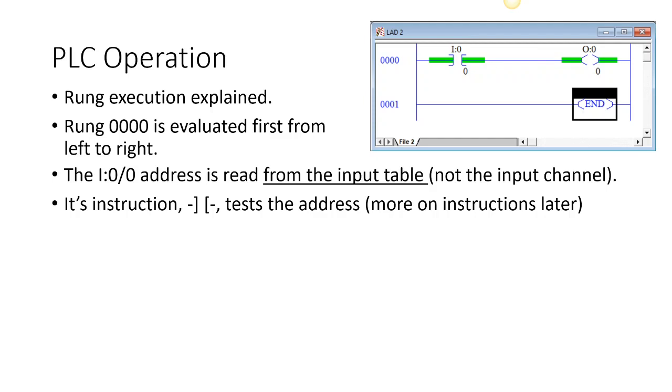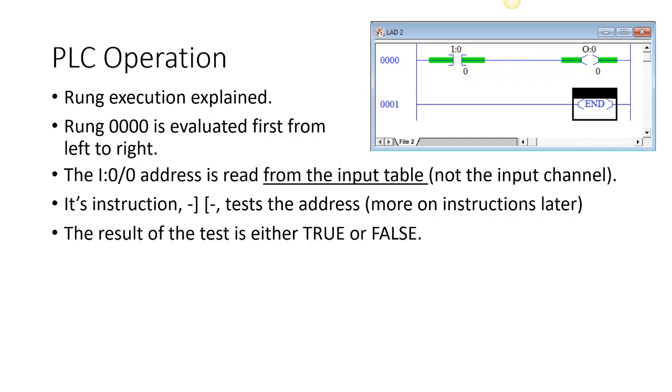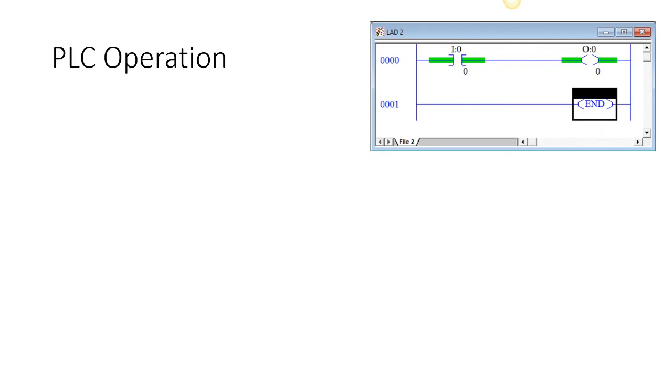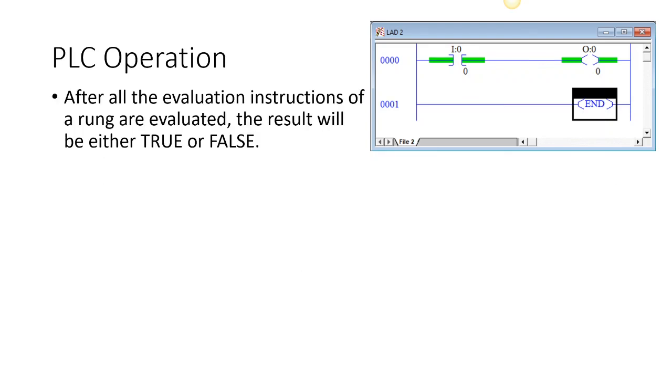The instruction, the one that looks like a normally open set of contacts on a relay, tests the address, and we will have more on the instructions later. The result of this test is going to either be true or false, and a true evaluation will highlight our instruction green. Okay. Now, after all the instructions of a rung are evaluated, the result of the entire rung will either be true or false.